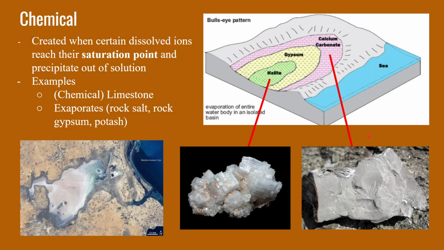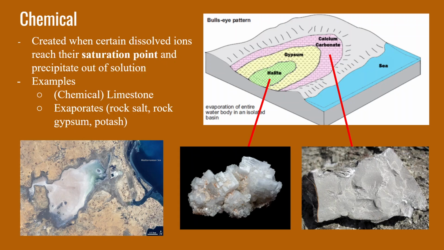So the next type of sedimentary rock is the chemical sedimentary rock. Chemical sedimentary rocks are created when you have a solution with some dissolved ions in it. The easiest example is salt. If you ever put a lot of salt into water, you'll find that beyond a certain point, if you keep adding more salt, no matter how much you stir it, it won't dissolve. It's reached its saturation point.